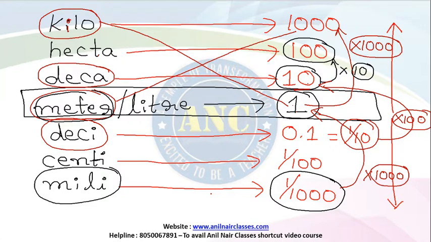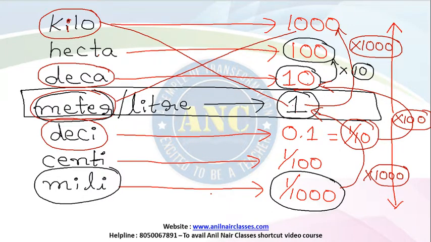That means, in simple language, I took the base as meter or liter and I called it 1. Moving above it is putting extra zeros, and moving below it is dividing by 10, 100, 1000, etc. I hope till this point it is very clear for every student who is listening to the class.